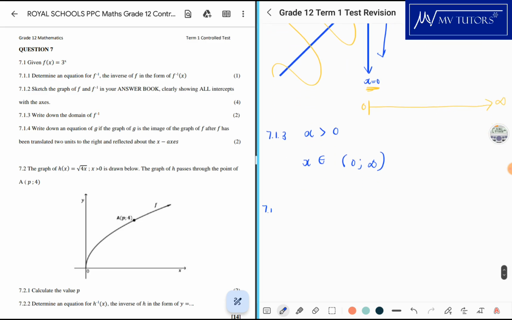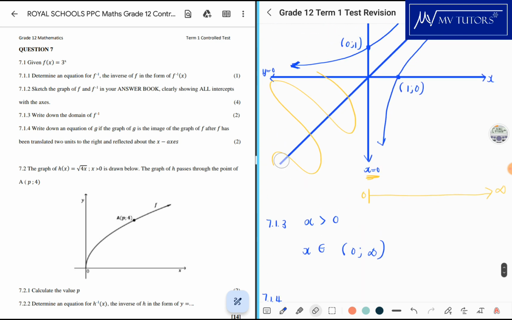And now 7.1.4, it says write down an equation of g. So this is a new function. If the graph of g is the image of the graph of f after f has been translated 2 units to the right and reflected about the x-axis. Let me just erase all of this and let's just understand what they are asking. So g is the image of the graph of f after f has been translated 2 units to the right.